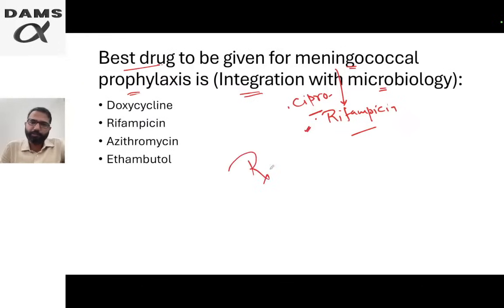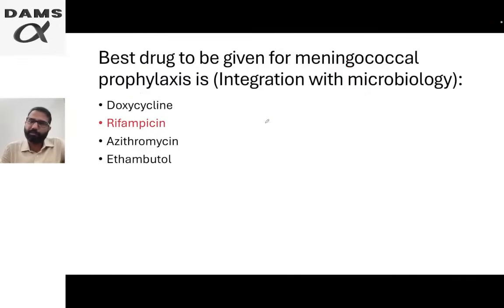In the treatment we use ceftriaxone. So what is the correct answer? In this, the correct answer will be rifampicin. Rifampicin is the drug of choice for prophylaxis. Obviously, even बच्चे, if ciprofloxacin is in the options, then definitely ciprofloxacin.